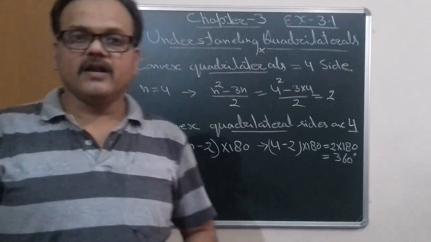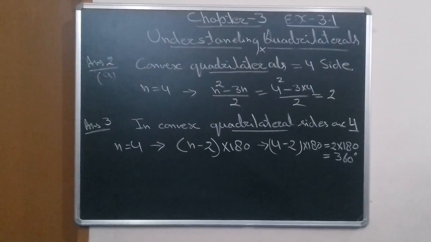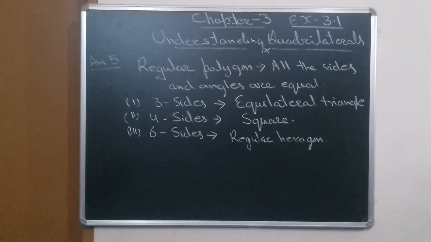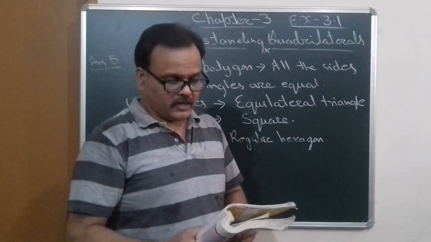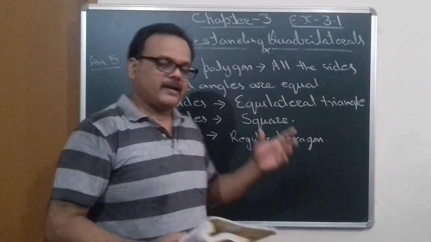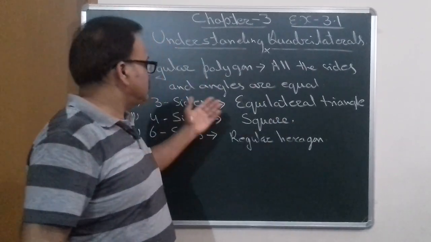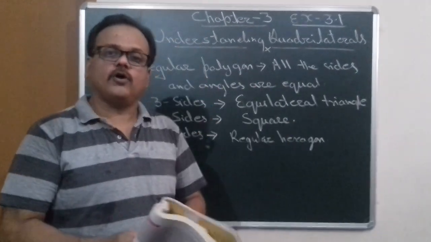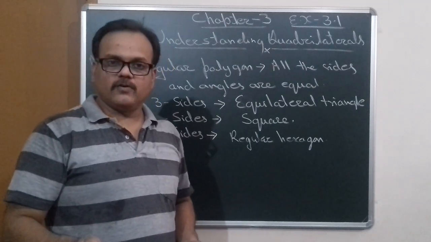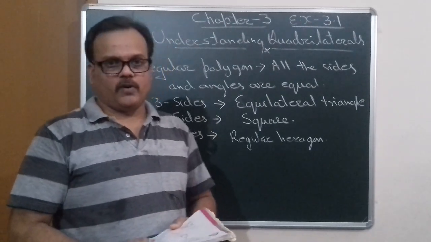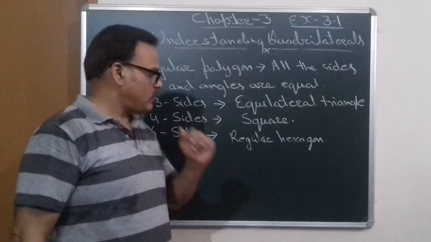Now come to the next question. The next question is, what is a regular polygon? A regular polygon is one in which all the sides and angles are equal. If all the sides and angles of any polygon are equal, then it is called a regular polygon. Regular means all the sides and angles are equal.